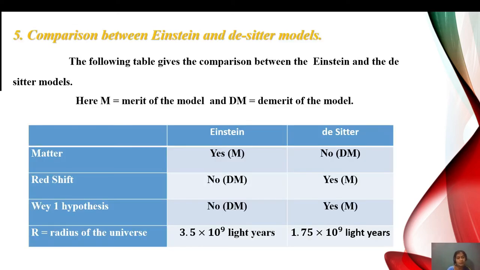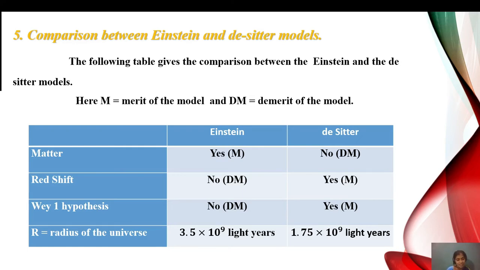Okay, comparison between the Einstein and de Sitter universe. Einstein's form is given in five parts, the same as the de Sitter universe they consider. But both of these are great scientists who show how each value is generated. Here M is considered a merit of the model, meaning it is actual, as any scientist will represent their research. But DM means a demerit of the model, which they do not accept.